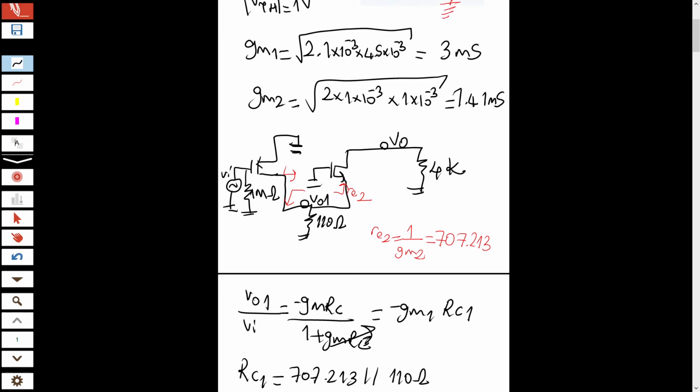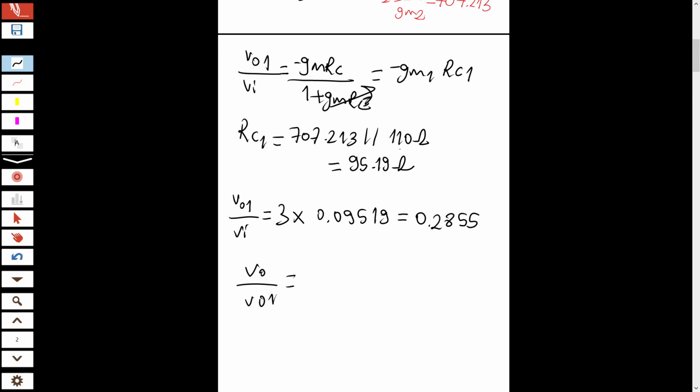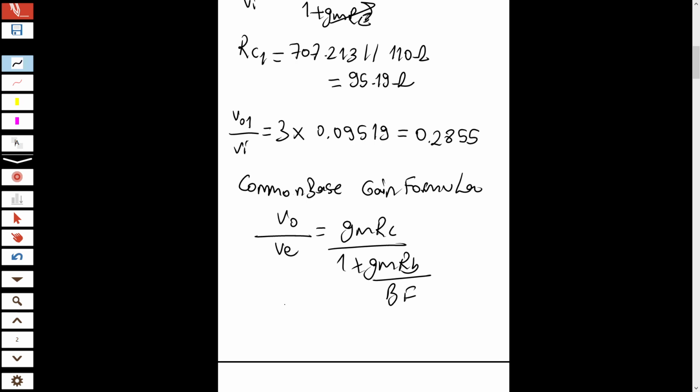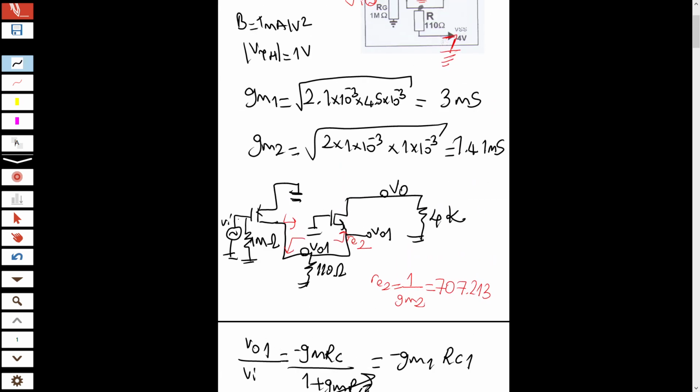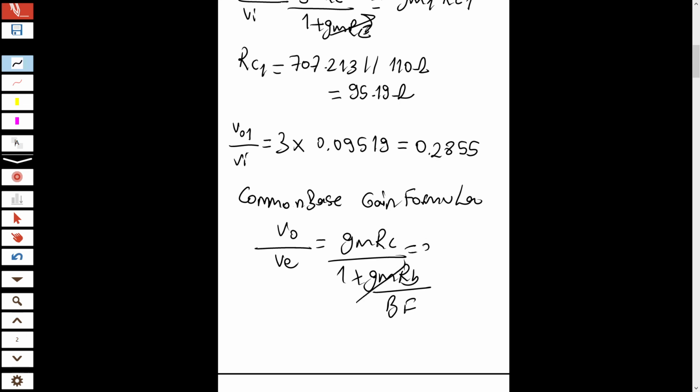So we are right now here, V output 1. The second step of the gain is the common base configuration, and remember the common base gain formula is V output over V emitter, GM RC over 1 plus GM RB over beta plus 1. But in this configuration there is no RB. Look at the circuit. RB is grounded here for the second gain. So the second formula simply becomes GM2 times RC2.